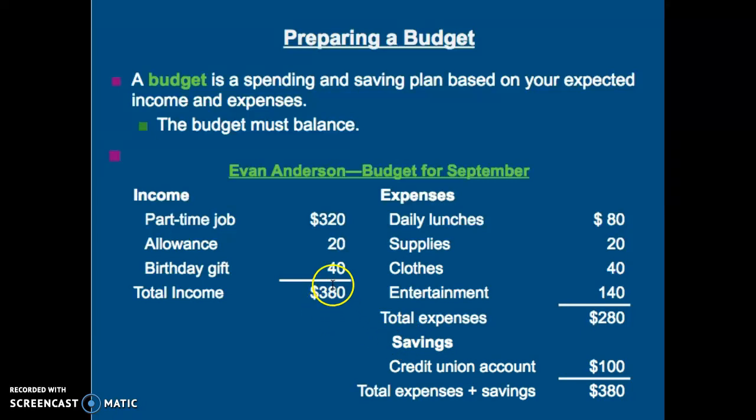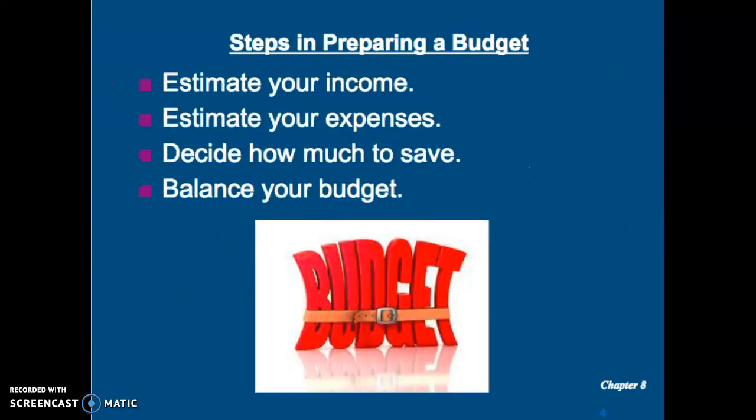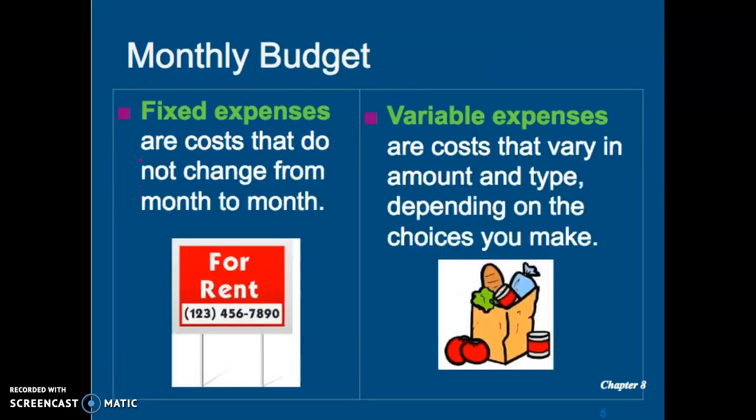Ideally, you would want this number to be higher, but in no case do you want this number to be lower. A balanced budget would mean that your income covers your expenses. So when we talk about preparing a budget, we see that Evan did exactly that. He estimated his income, he estimated his expenses, he decided how much to save, and then he made sure it worked.